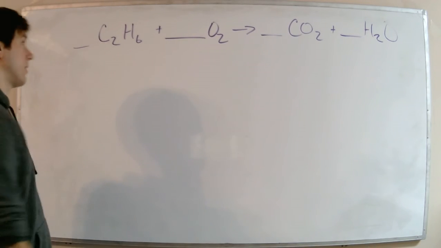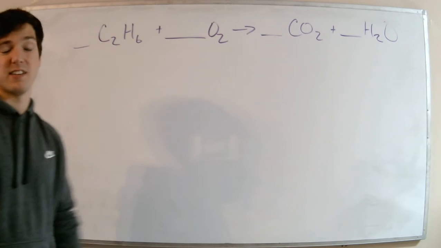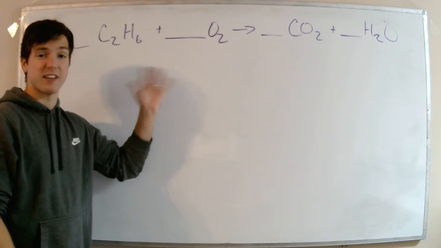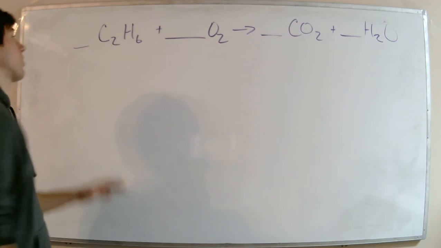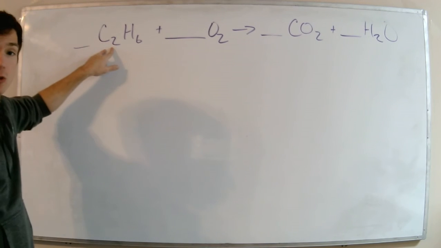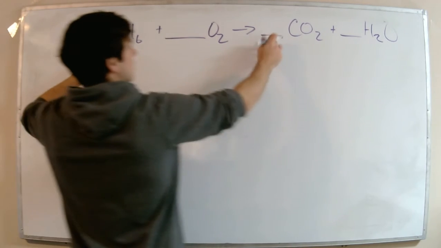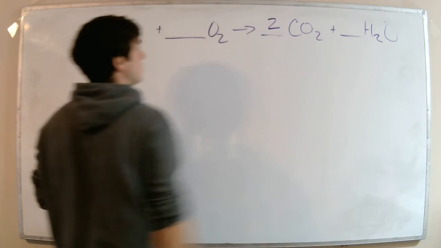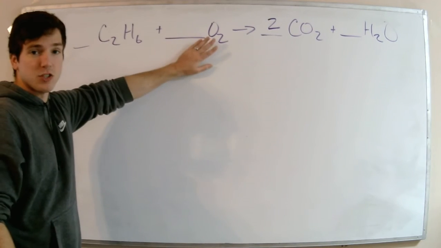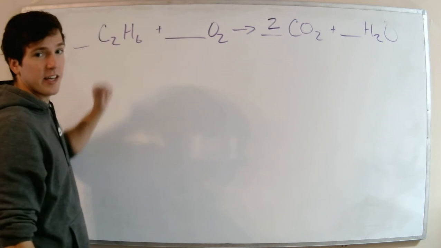Once again, we're going to save O2 for the end, just because it's by itself. It won't affect anything else if I put a coefficient in it, just oxygen. So let's go ahead and focus on carbon. I got two carbons over here. I only got one carbon over there, so let's go ahead and put a 2. Again, we're going to save oxygen for last, so let's go ahead and look at hydrogen.